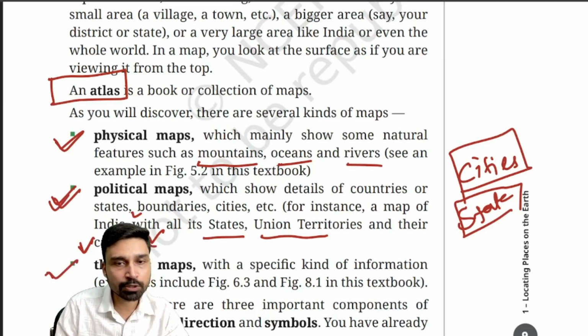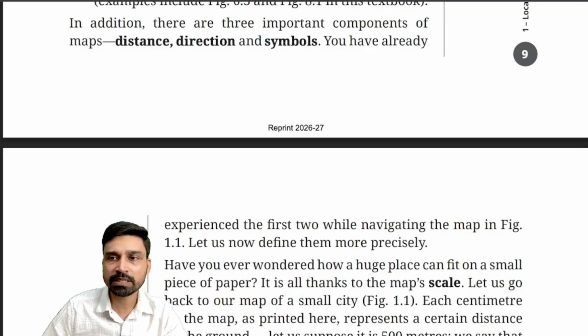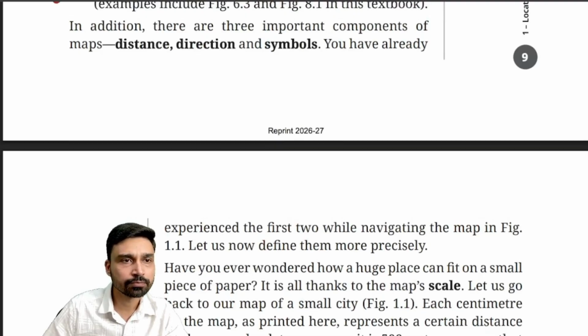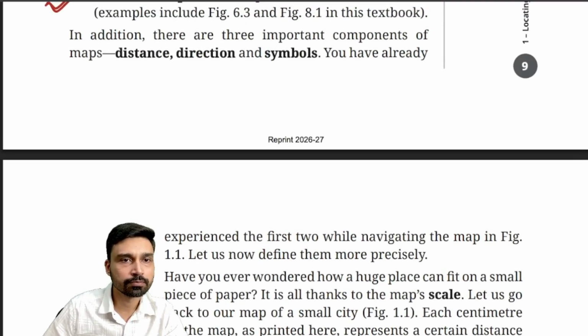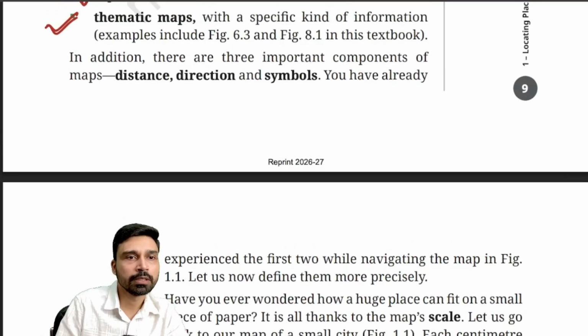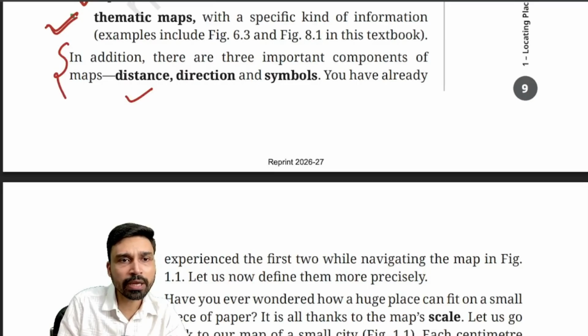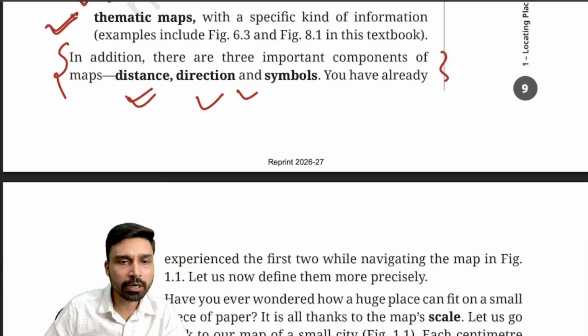The third type of map is what we call a thematic map. A thematic map gives us a specific kind of information. Overall, when you talk about a map, we also have three different components: distance, directions, and symbols. We have already seen that in the last diagram.